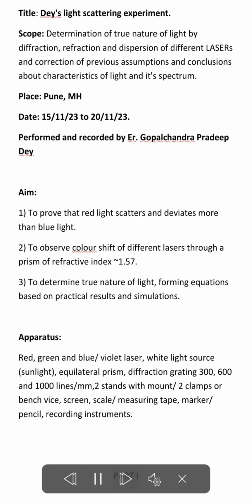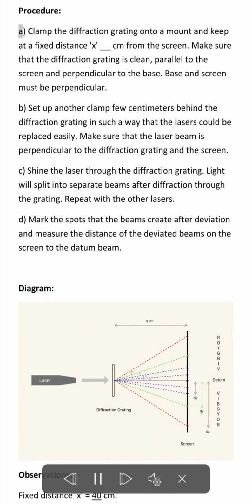Part 1. Procedure. A. Clamp the diffraction grating onto a mount and keep at a fixed distance x cm from the screen. Make sure that the diffraction grating is clean, parallel to the screen and perpendicular to the base. Base and screen must be perpendicular. B. Set up another clamp few centimeters behind the diffraction grating in such a way that the lasers could be replaced easily. Make sure that the laser beam is perpendicular to the diffraction grating and the screen.